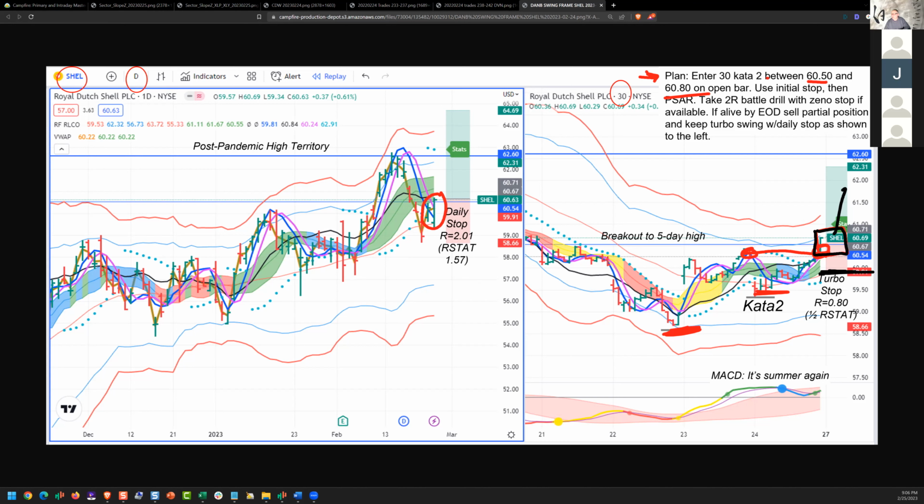And then once this starts moving, he would just take the PSAR and follow that. That's fine. If it starts to stall where he would expect it to stall, he would accelerate that and capture what he can. If still alive by the end of the day, sell a partial position and keep the turbo swing with a wider daily stop. So what he's going to do is preserve any gains being made here on the 30-minute chart with the PSAR, but then sell a portion and then revert to the daily swing all the way down here, and that way he gives it room to breathe.